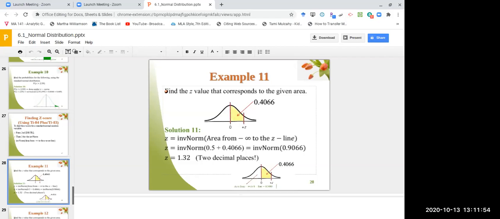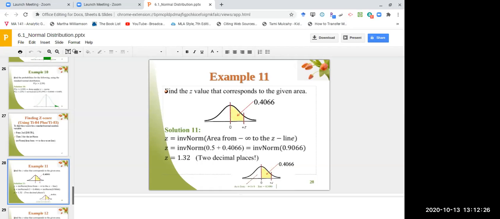The thing about inverse norm is you have the area from negative infinity, always from the extreme left, all the way to wherever your z-score line is. Not your zero, but your z-score line. So if your z-score line is very close to the left, you're going to have a small area. If your z-score line is far away, you're going to have a larger area, okay?